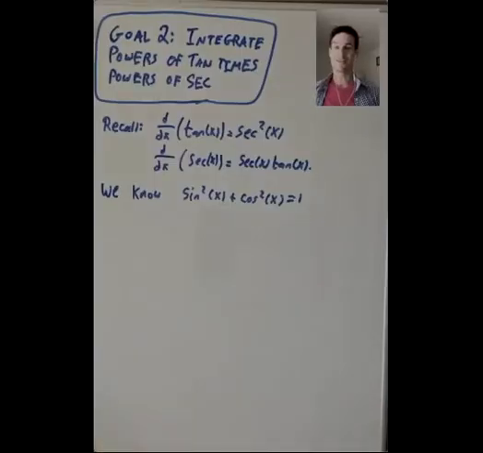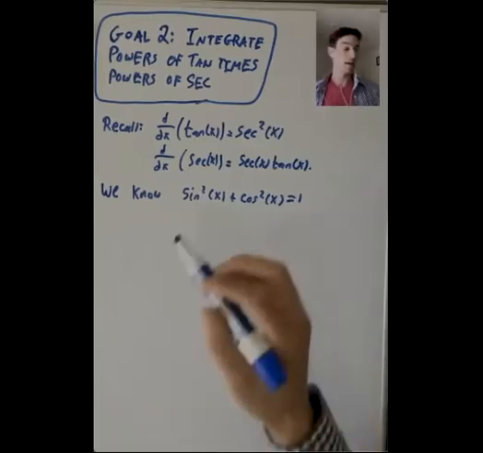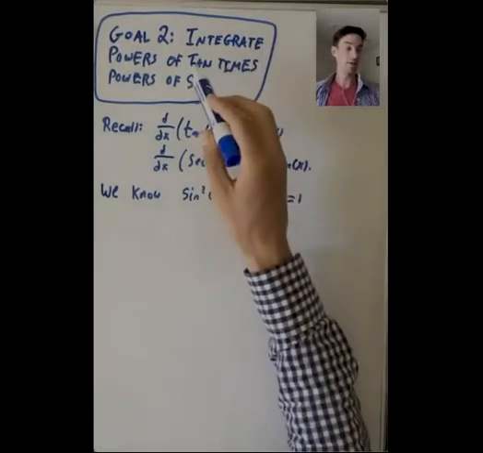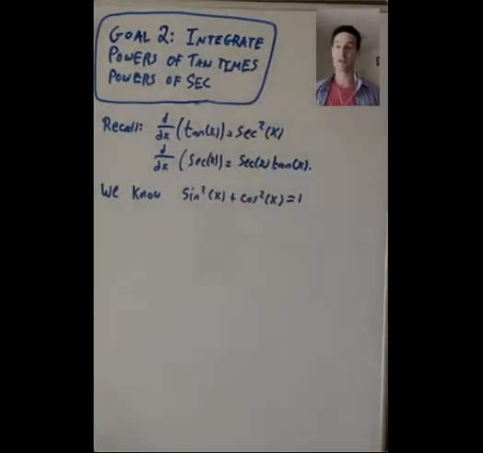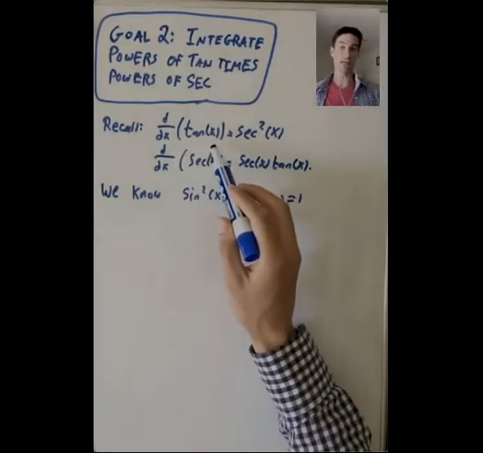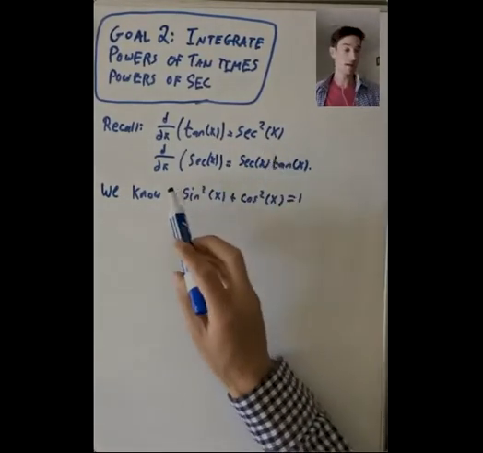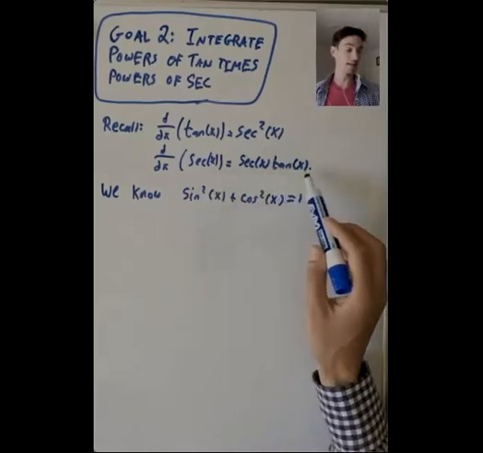In the last few videos of this lecture, the goal is going to be to understand a different kind of trigonometric integral. In the first few videos, we figured out how to integrate powers of sine times powers of cosine. Now, we want to figure out how to integrate powers of tangent times powers of secant. And our starting place is going to be remembering the derivative of tangent is secant squared, and the derivative of secant is secant times tangent.